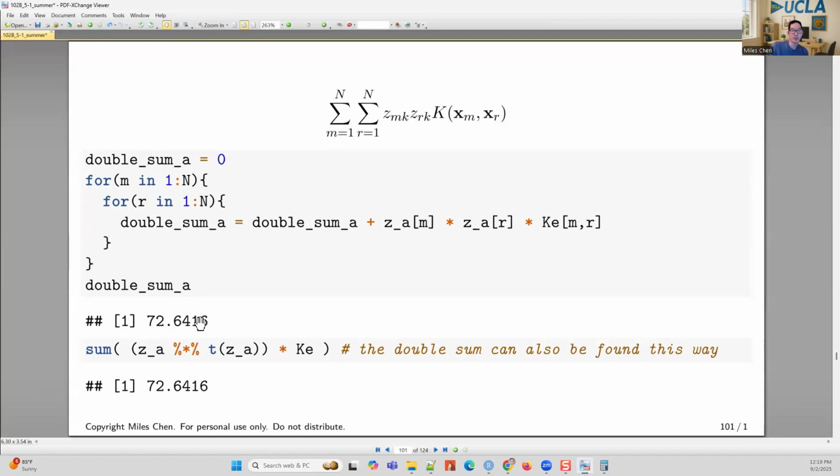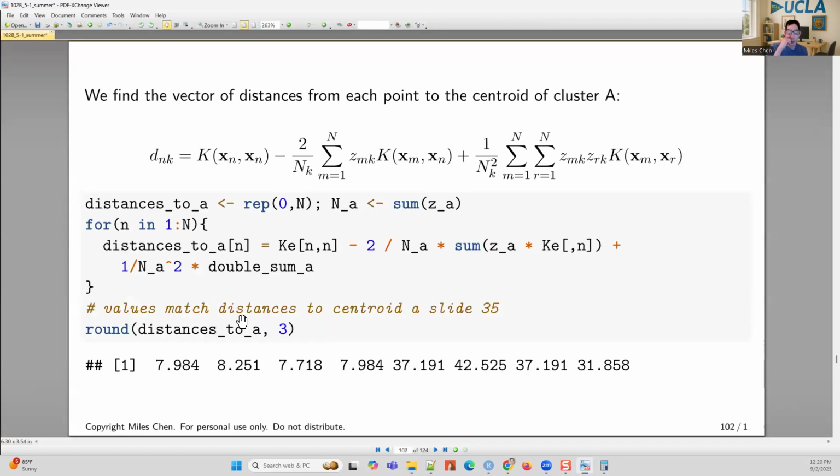72.646. A shortcut to this is you can take that entire kernelized matrix and multiply the vector ZA against itself, and you'll get the same result. But anyway, this is the double summation. And then we'll do the same thing to calculate all of these other things.